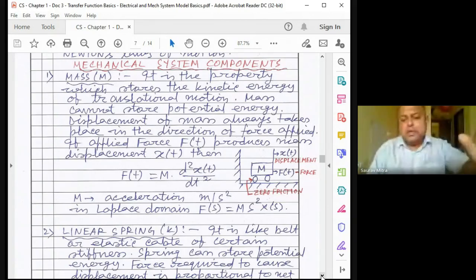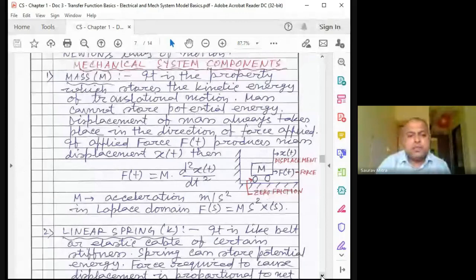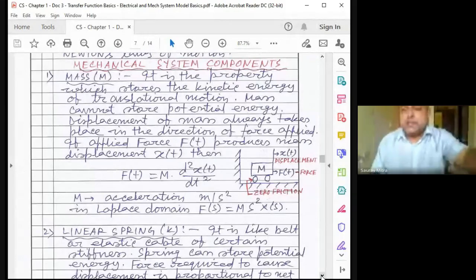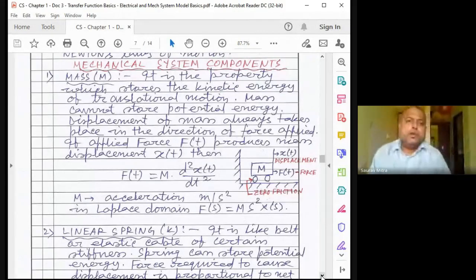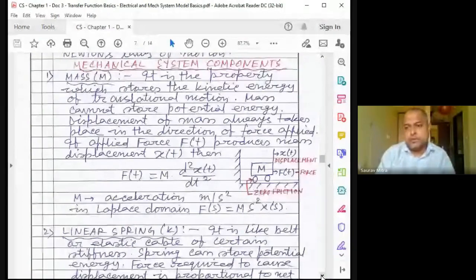The second law is F equals m into a, that is, force is equal to mass into acceleration. And the third law we all know: if we give some force, it will experience an equal and opposite force. So these are the three laws which govern all the mechanical system components and principles.